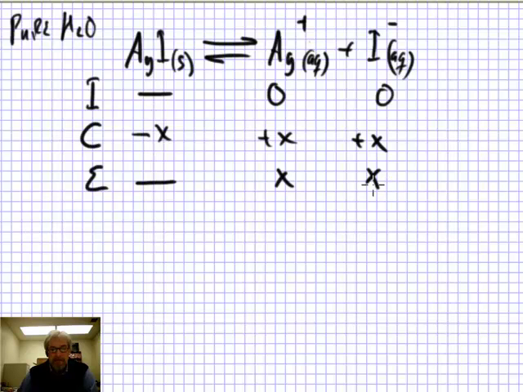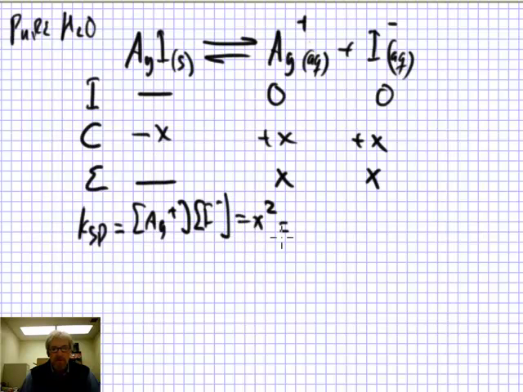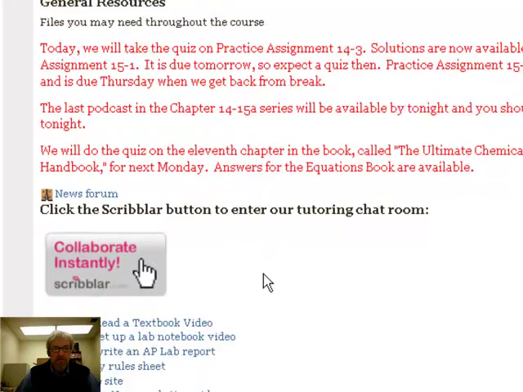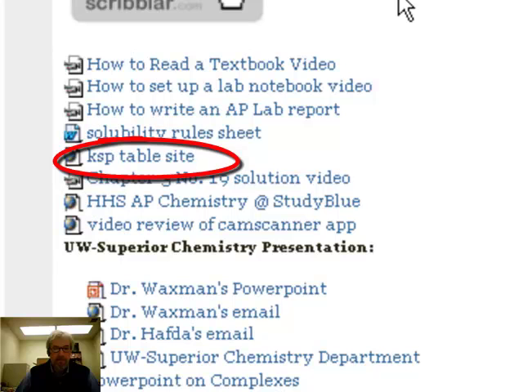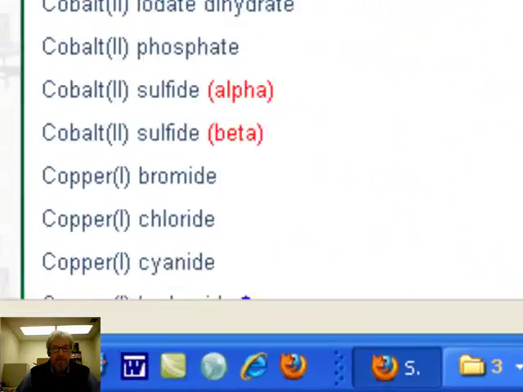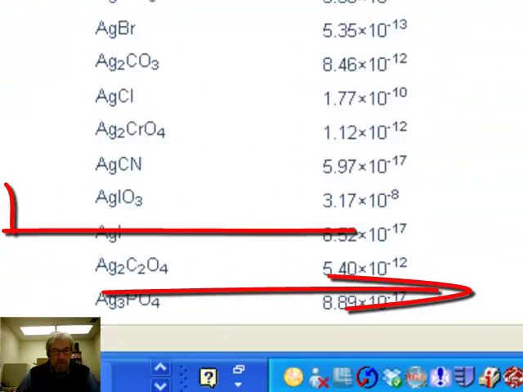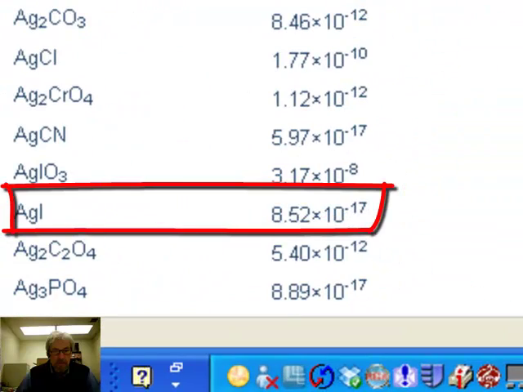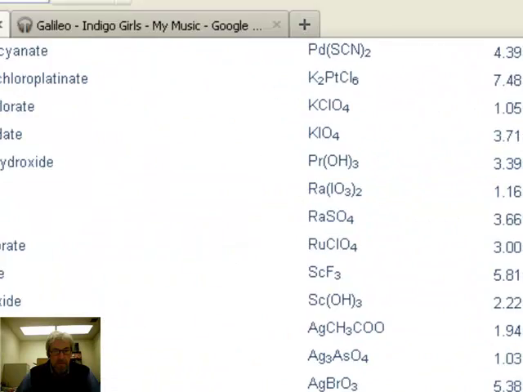Now, we're going to need to find what Ksp is for AgI to solve this problem. So Ksp is going to be equal to the concentration of Ag+ times the concentration of I-, which is going to be equal to X squared. So let's find out the value of Ksp by looking on a reference resource. I happen to have a link on our class's Moodle page to a Ksp table site on the web, so I'll just open that up and we'll look for silver iodide. There's silver iodide there, and it looks like 8.52 times 10 to the negative 17th is the Ksp value. So we'll put that number in here.